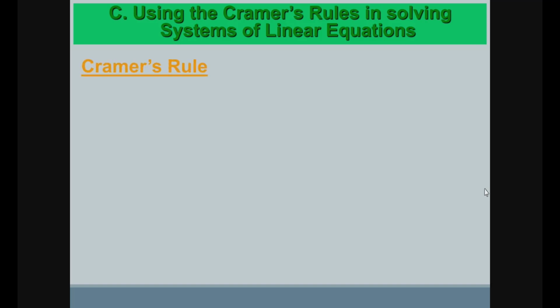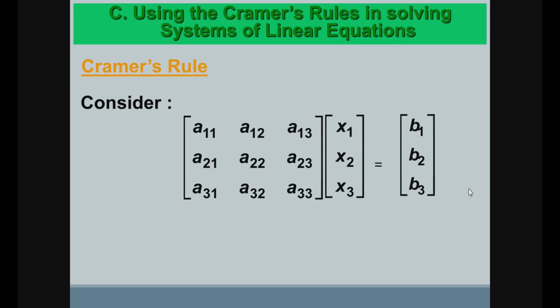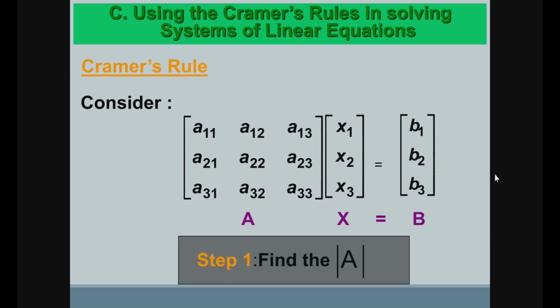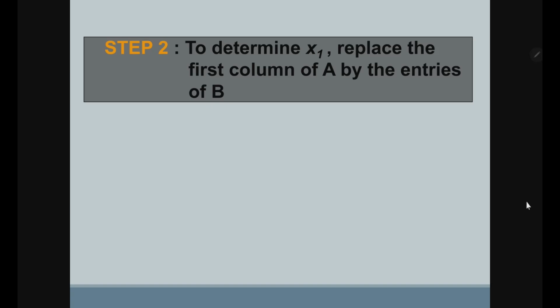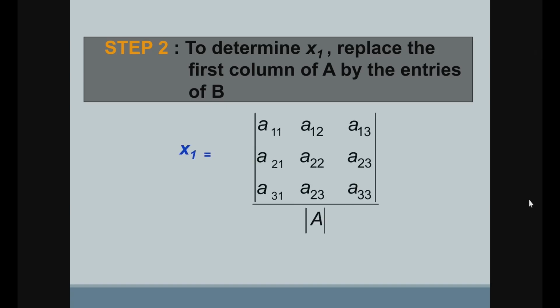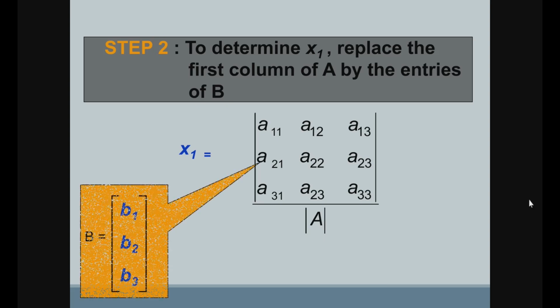Using the Cramer's rule in solving systems of linear equations, we consider Ax equal to b. The first step, we need to find the determinant of A, this matrix. The second step, to determine x1, we replace the first column of A by the entries of B. We need to find the determinant of A1 over determinant of A.